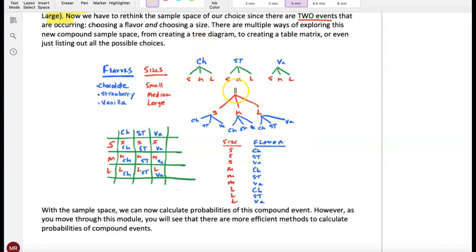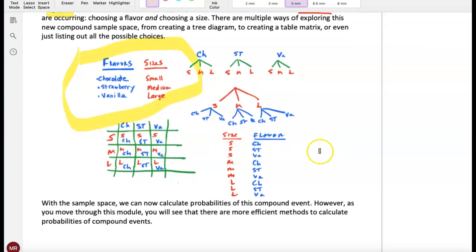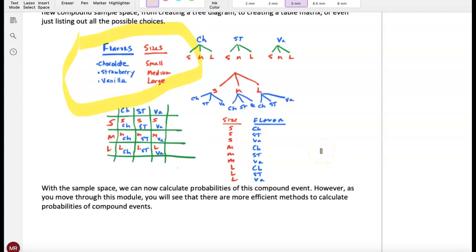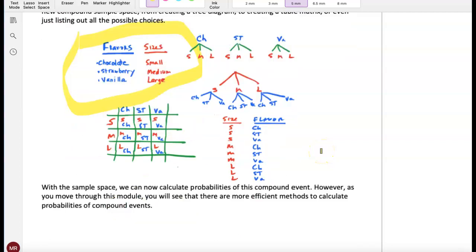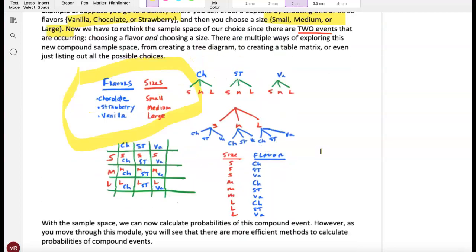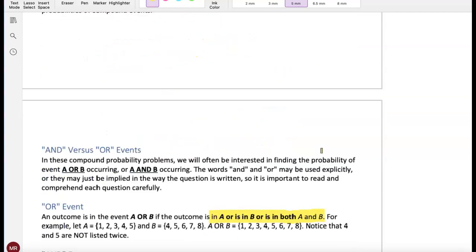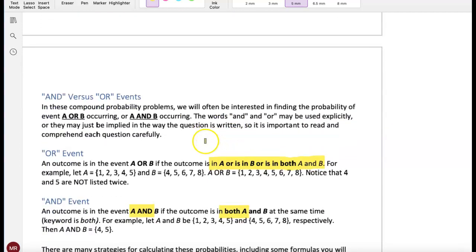You have tree diagrams that look like branches. You have a matrix. You could just list out all the possibilities. But again, thinking about here are our options, what would happen? A chocolate with the small, chocolate medium, chocolate large, and so forth. So you get a sense of all the different possible outcomes. And in the end, you'll see there are 9 different possible outcomes, or what some people may call combinations, in our sample space. We're not going to do a lot of this by hand, but this is just a visual for understanding how compound events are different from single events or outcomes.